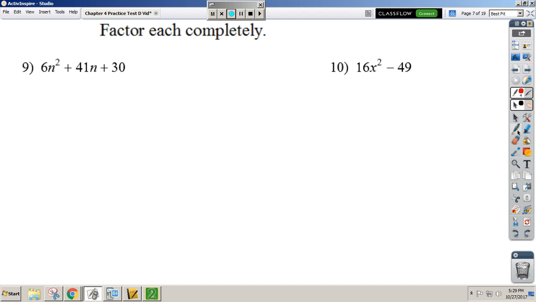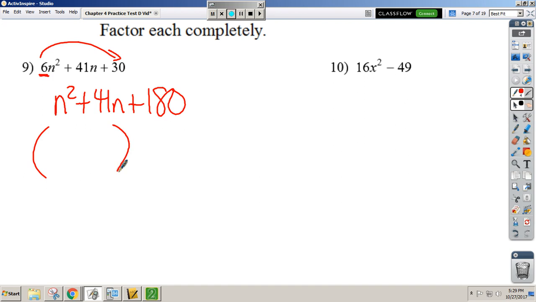Alright, number 9 and 10. Number 9 is another swing method problem, so we'll take the 6 and swing it over. This number is a little bit more tricky. We're looking for numbers that multiply to 180 and add to 41. We know that this is positive 180, so they're both going to be positive. They're both going to be n plus something.